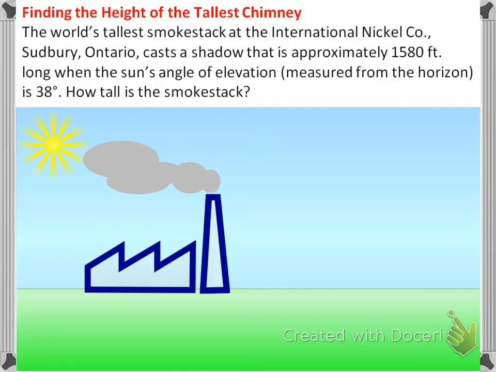The world's tallest smokestack, another name for a chimney, at the International Nickel Company, Sudbury, Ontario, casts a shadow that is approximately 1,580 feet long when the sun's angle of elevation, measured from the horizon, is 38 degrees. How tall is the smokestack?